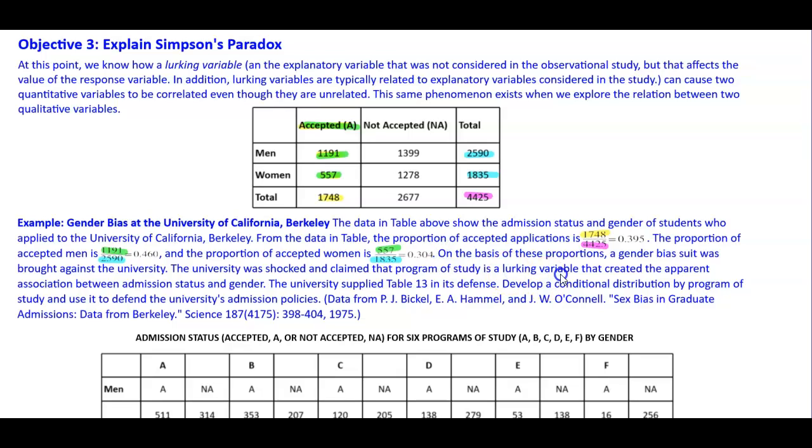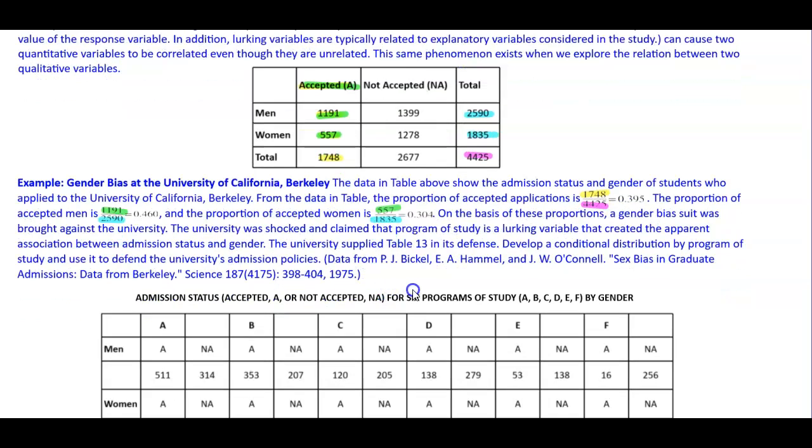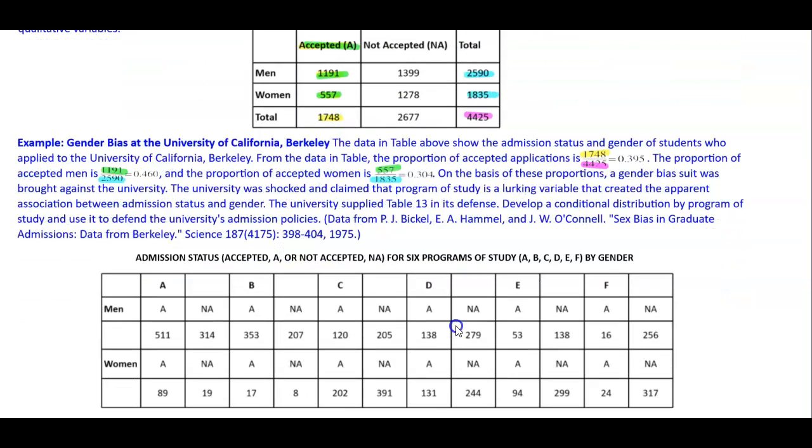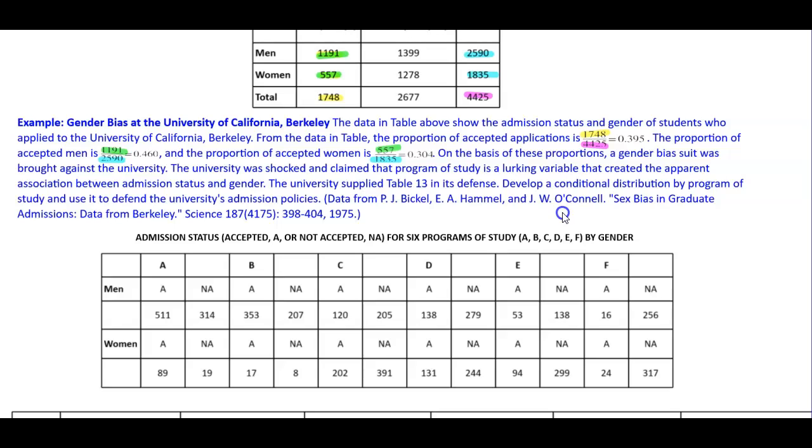Now, on the basis of these proportions, a gender bias suit was brought against the university. The university was shocked and claimed that the program of study is a lurking variable that created the apparent association between admission status and gender. The university supplied the table below in its defense. Now, we want to develop a conditional distribution by program of study and use it to defend the university's admission policies. Now here is a table.